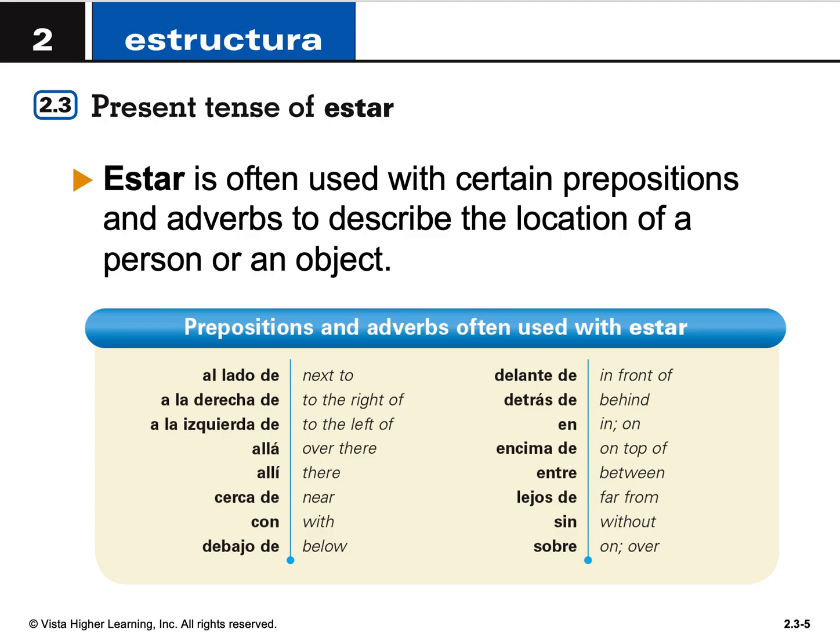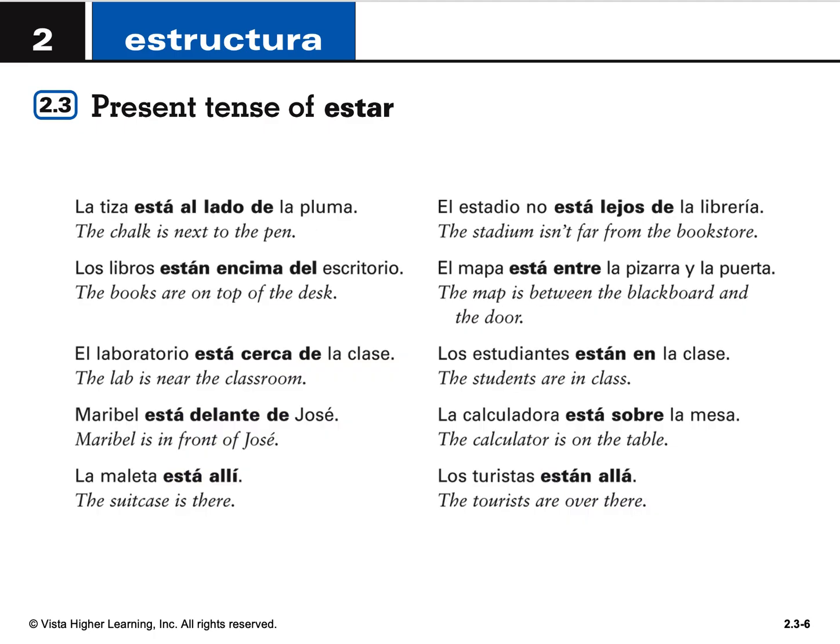Estar is often used with certain prepositions and adverbs that are used to describe the location of the person or object. So these are some of the vocabulary words that help us give context to location when we use the verb estar. The present tense use of estar, these are just a few sentences that I put together that are similar to what you're going to see in Portales.